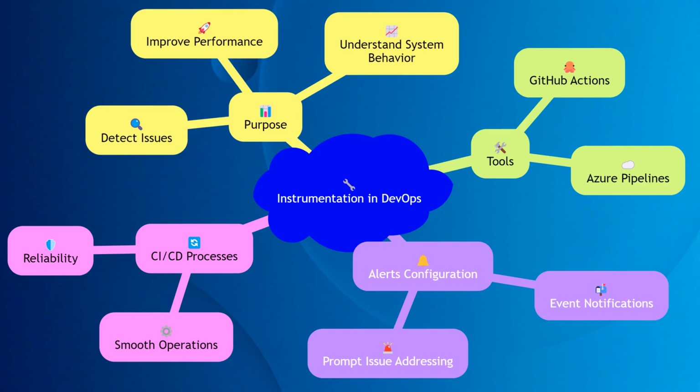Instrumentation is a critical aspect of DevOps that involves monitoring and logging the performance and behavior of applications and infrastructure. It helps teams detect issues, understand system behavior, and improve performance. In the context of GitHub Actions and Azure pipelines, instrumentation ensures that CI/CD processes run smoothly and any issues are promptly addressed. This presentation will delve into configuring alerts for events in GitHub Actions and Azure pipelines, a key component of an effective instrumentation strategy.